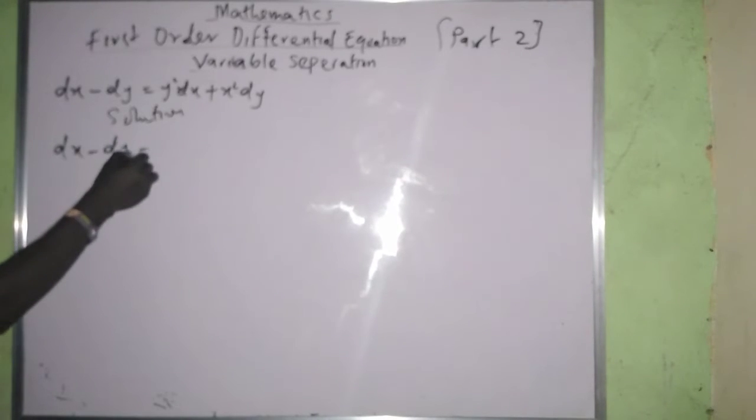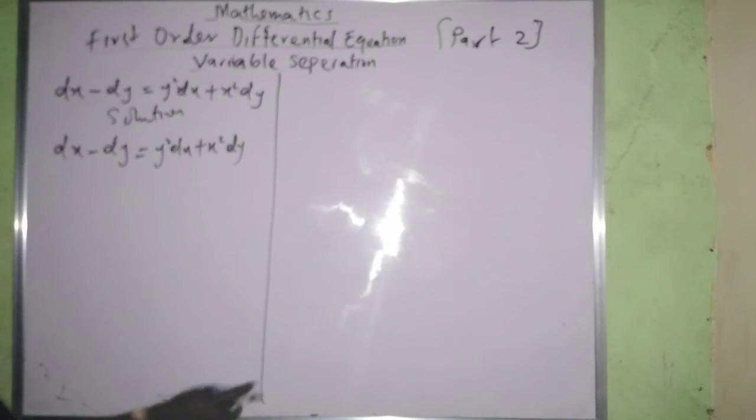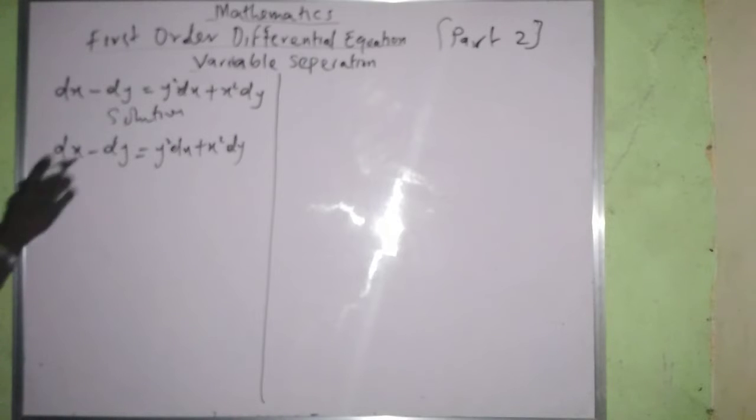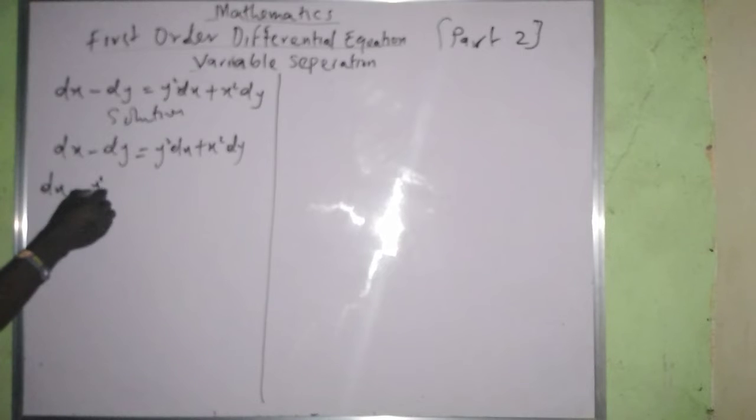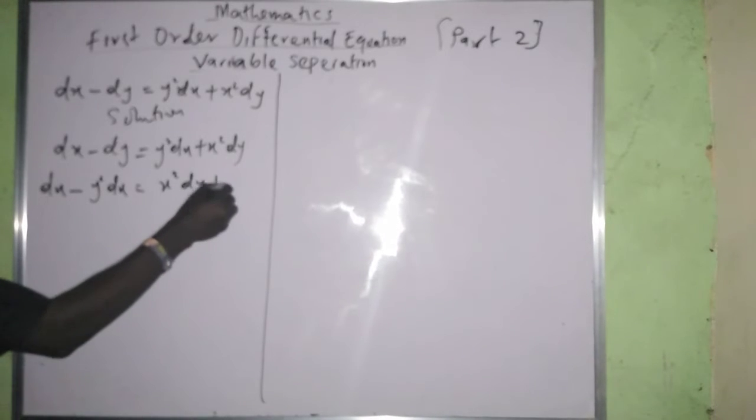Now, I want to solve this problem and obtain its solution. I can say that my x and my y, dx minus dy equals y squared dx plus x squared dy. Now I want to collect like terms. The first thing is dx and minus y squared dx equals x squared dy plus dy.